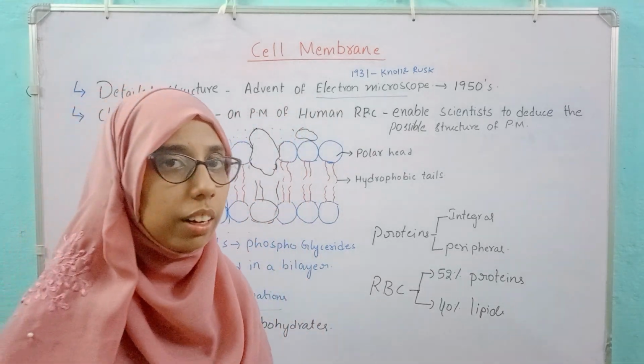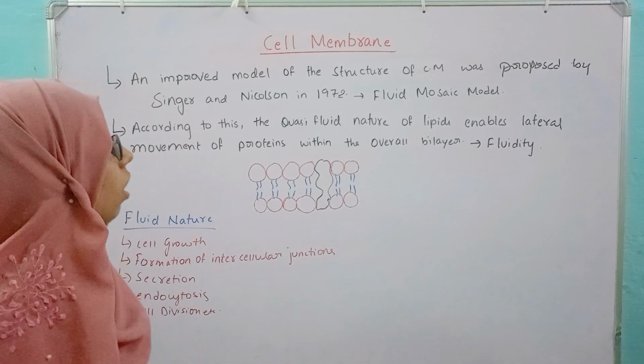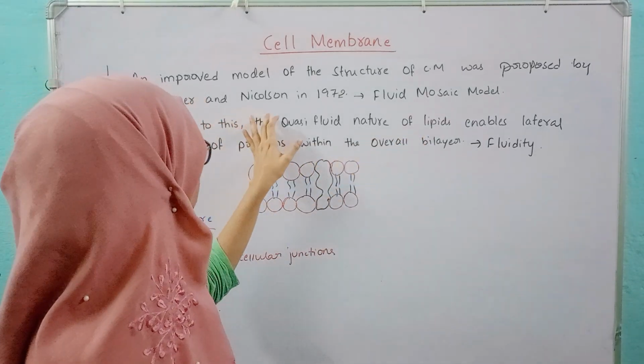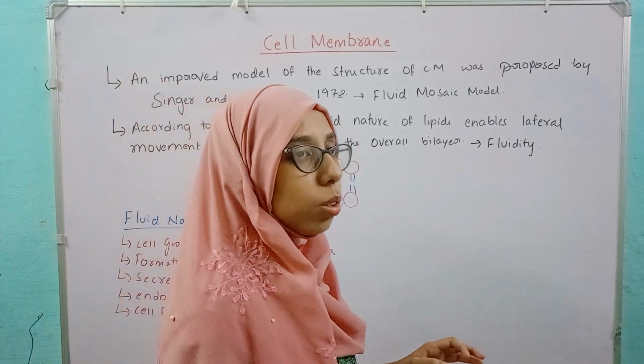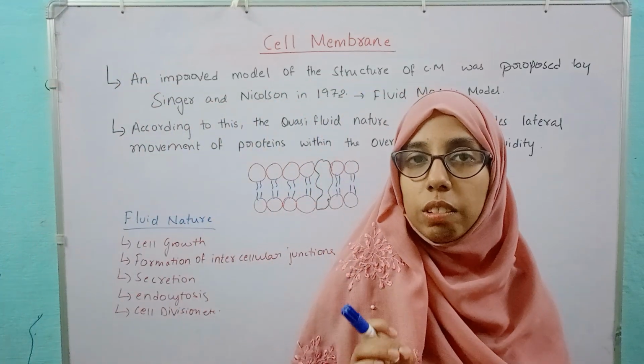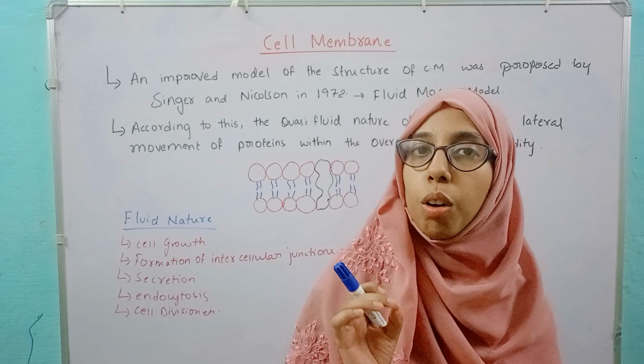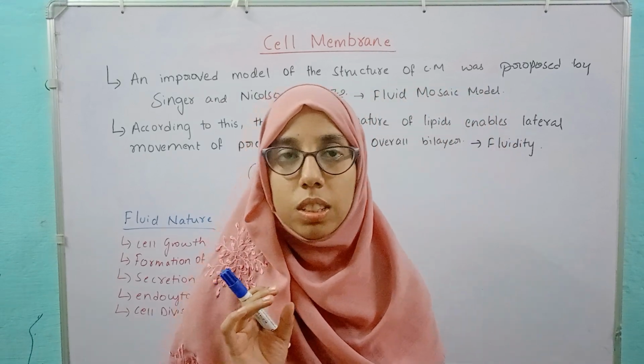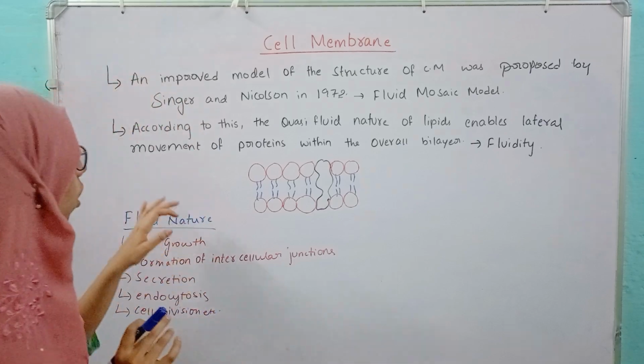Let's go on to the next slide. An improved model of the structure of cell membrane was proposed by Singer and Nicholson in 1972. So Singer and Nicholson in the year 1972 gave a model of the plasma membrane, that is the fluid mosaic model. What is this model? Let's talk about it.